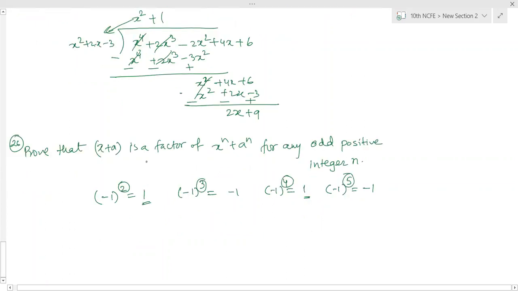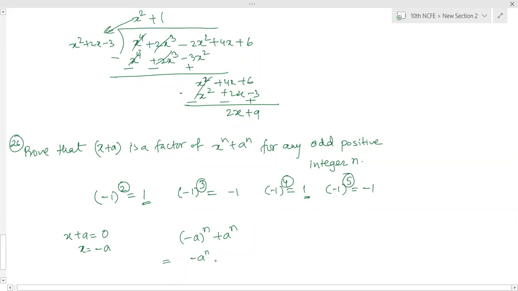Now they have told us x plus a is a factor of this, which we have to prove. So which value do we have to substitute here? What is the value of x? x is equal to minus a, we have to substitute. So minus a to the power n plus a to the power n. Now n is odd, so what will be the answer? Minus a to the power n.